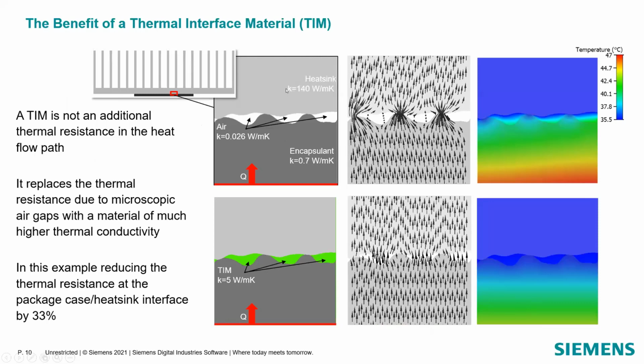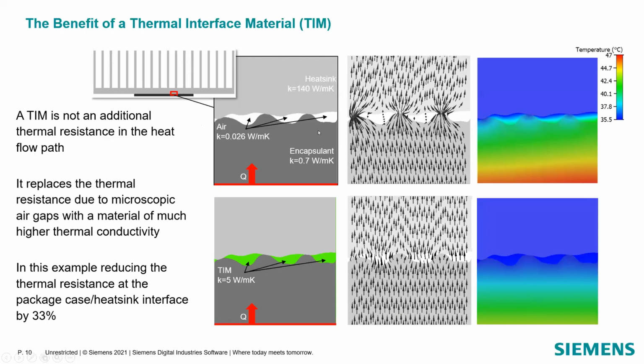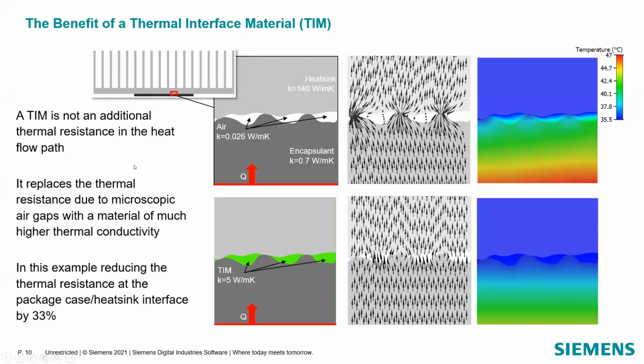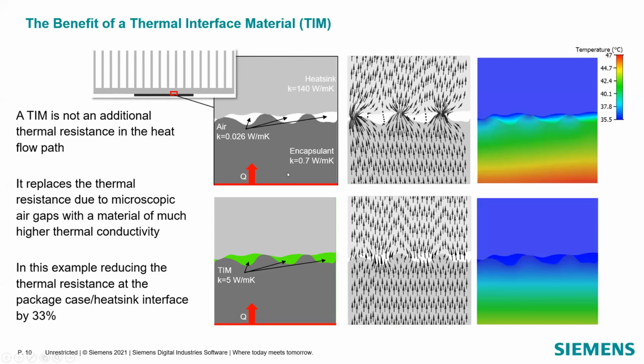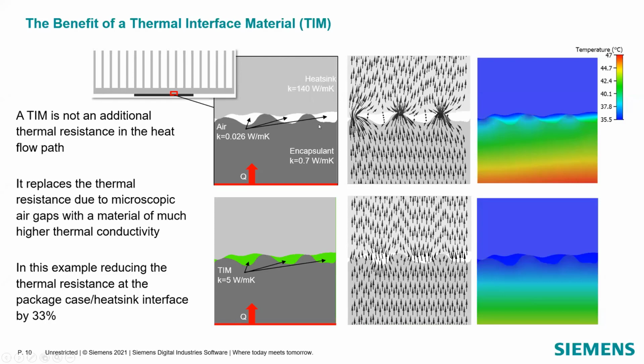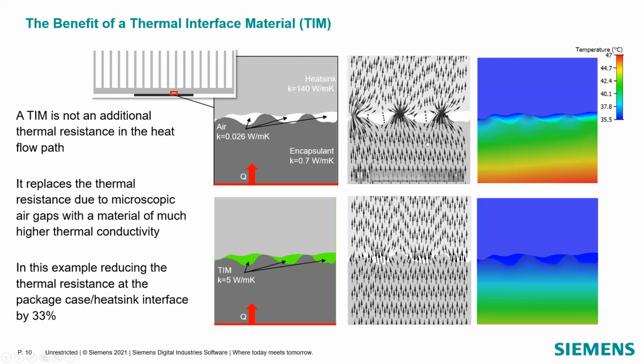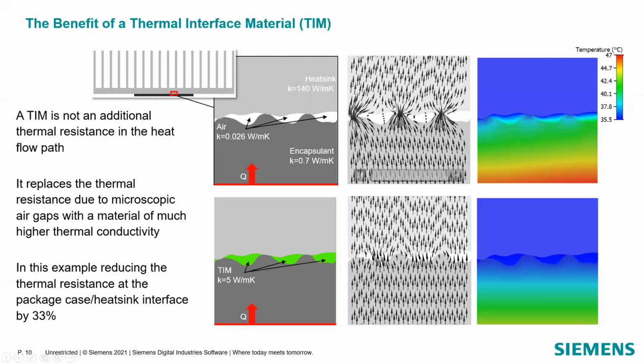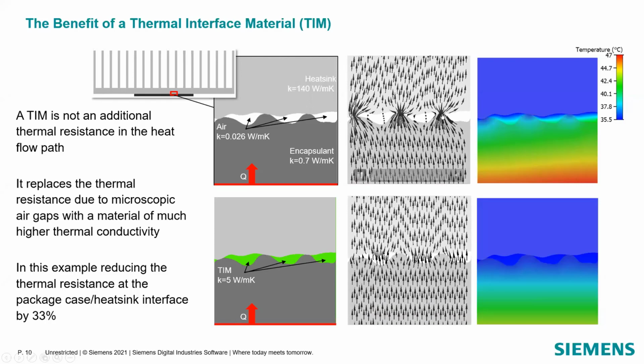Basically, what you see, two realistic surfaces connected to each other. And if you have no TIM, you have all these air gaps with very low thermal conductivity. If we add TIM, it's not an additional thermal resistance in the heat flow path, because what happens without the TIM, the area of the heat transfer shrinks. So all the heat flux vectors in the simulation, they can actually cross the two boundaries at a very, very limited area.